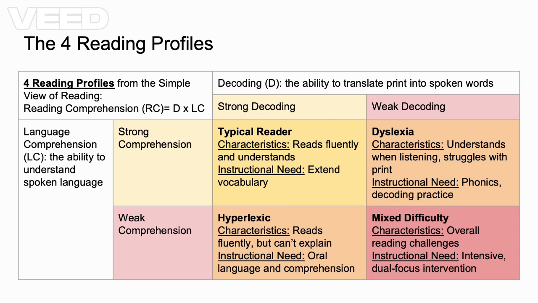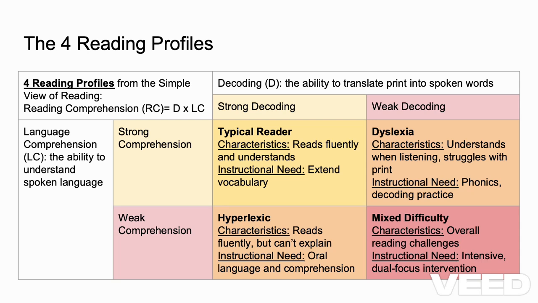So let's look at these 4 profiles. Within each aspect, decoding and language comprehension, there's an aspect where it's strong and there's one where it's weak. And the combination of these will make each different profile. So let's start with strong comprehension and strong decoding. Strong comprehension and strong decoding makes for the profile of a typical reader, where the characteristics are that students read fluently and understand. The instructional need in this case is to extend vocabulary.